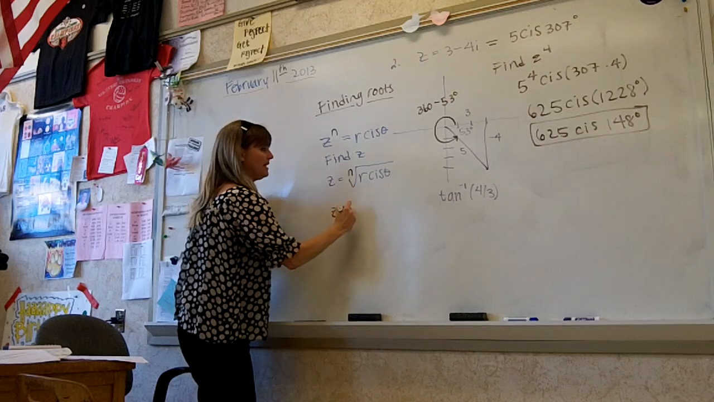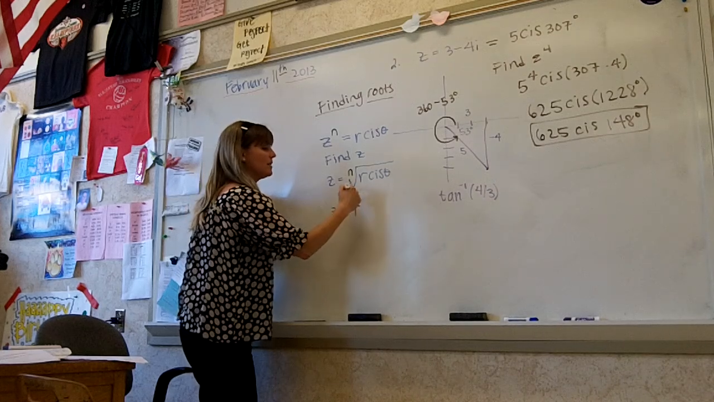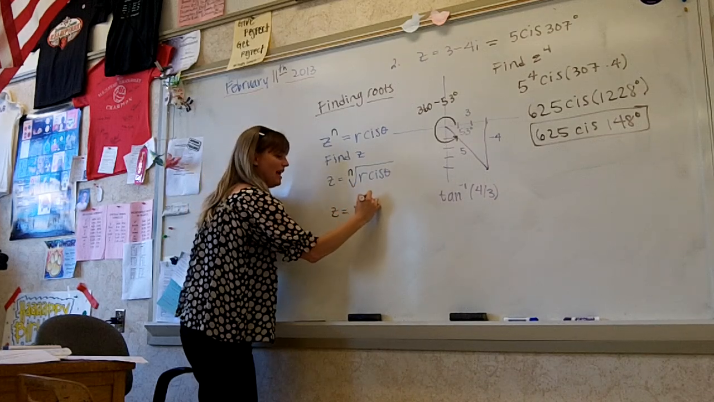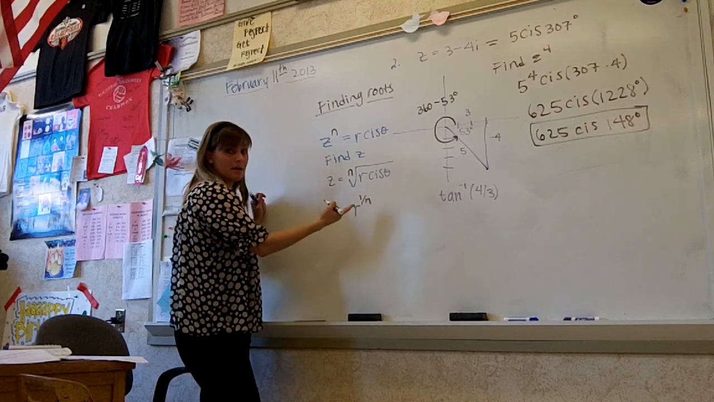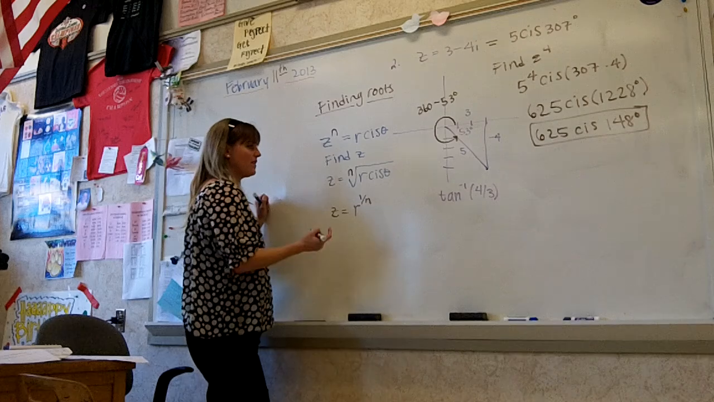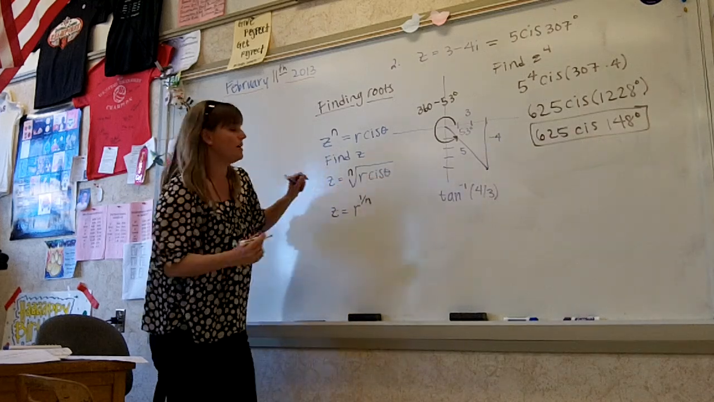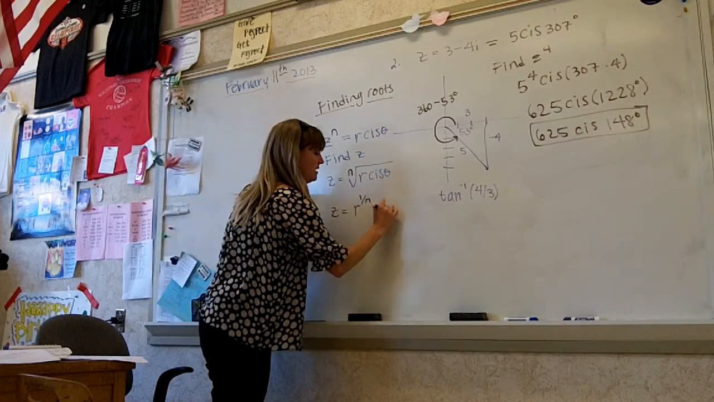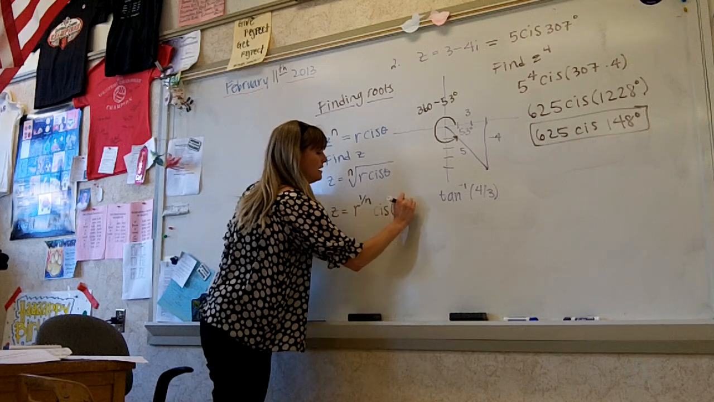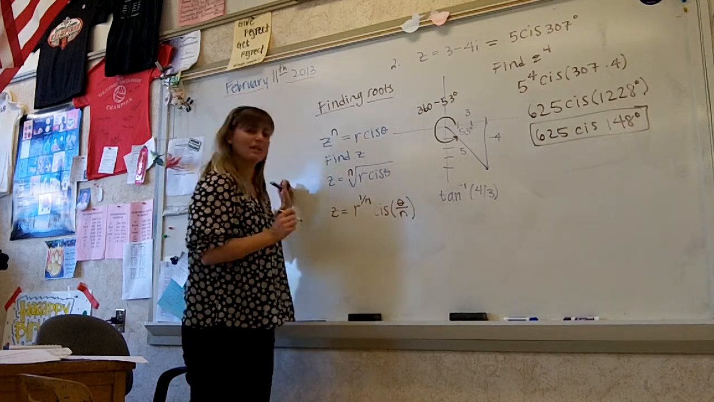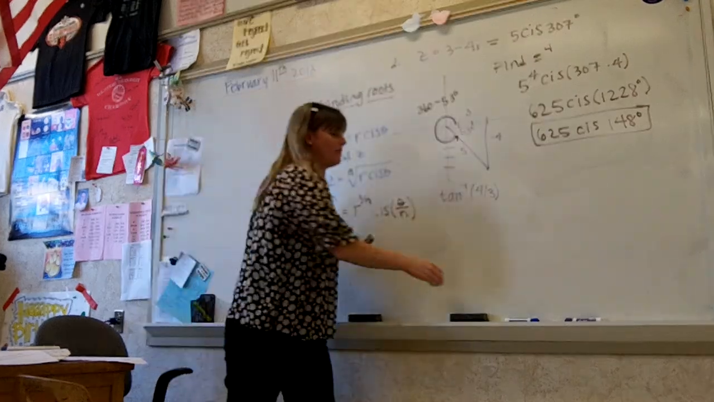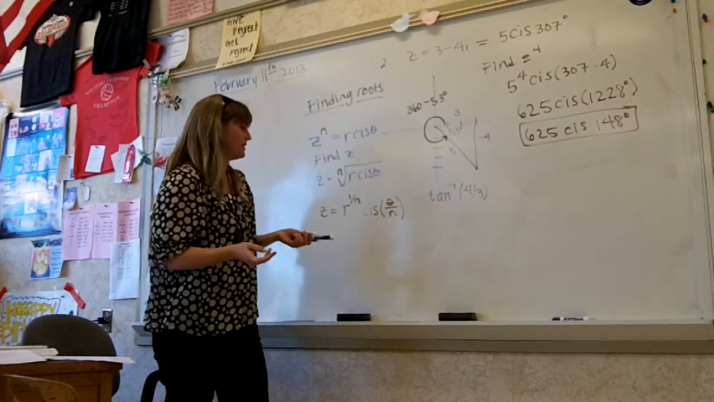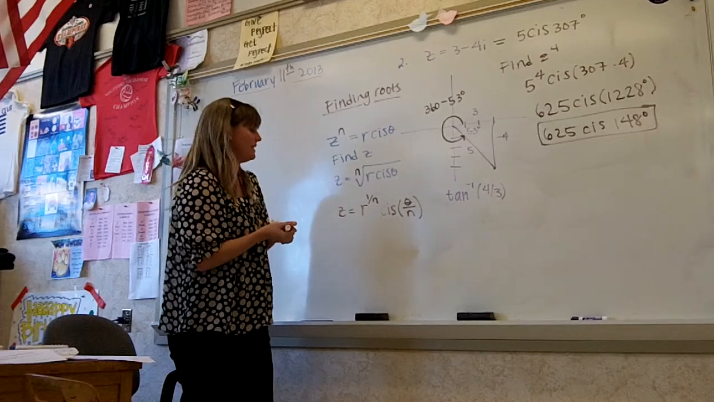So z would be equal to r to the 1 over n, because that's like the nth root. Like cube root is 1/3 power, 4th root is 1/4 power. And then instead of multiplying the angle, I divide it. That's it. But oftentimes, like when we were doing trig solutions, there's going to be more than one answer for these things.